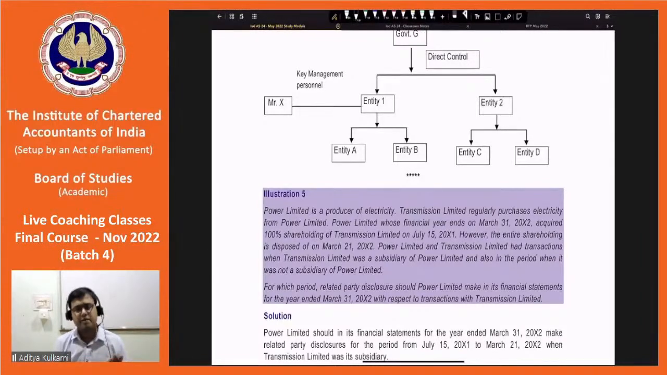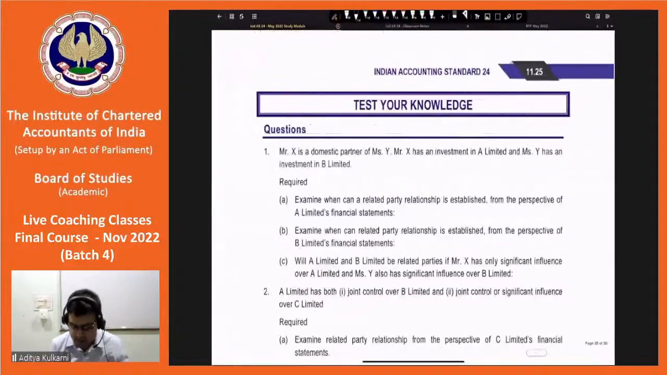Just one point. Related parties will be disclosed even if the relationship is there for only part of the year. So if for 6 months or 9 months only there was a relationship, then also you will have to disclose the related party transactions, for the period when the entities were related to each other.